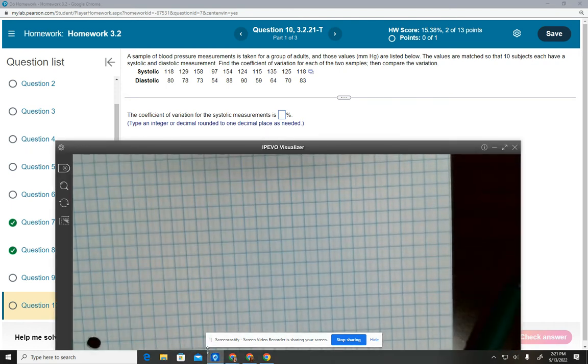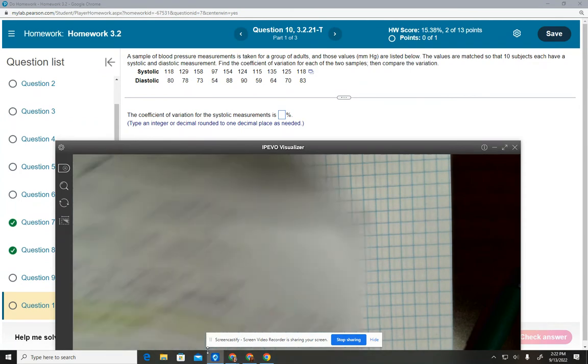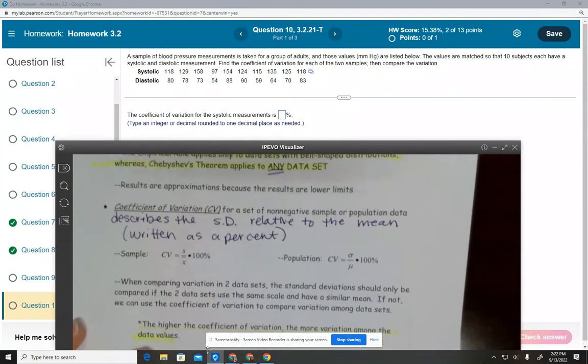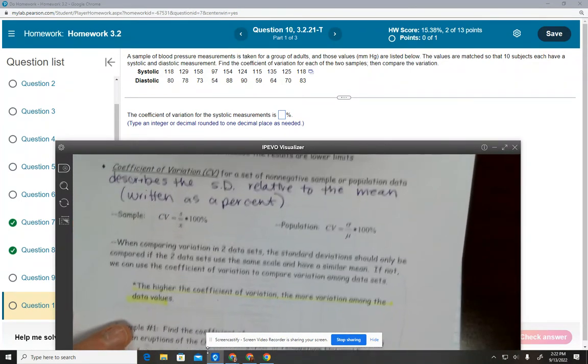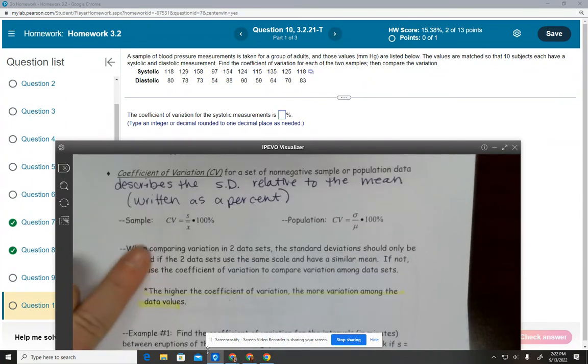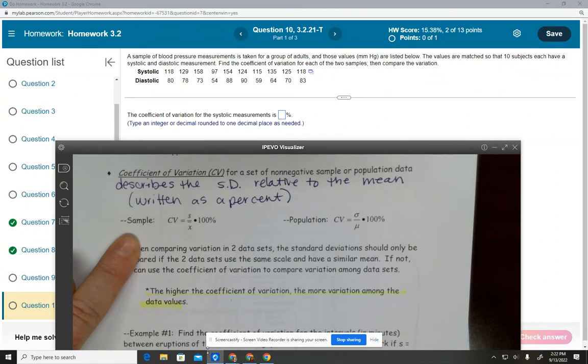So let's look through our notes. Our coefficient of variation, this is still on 3.2, it's right here. And we have samples. We don't have the entire population. It says a sample. So it's S over X bar times 100%.